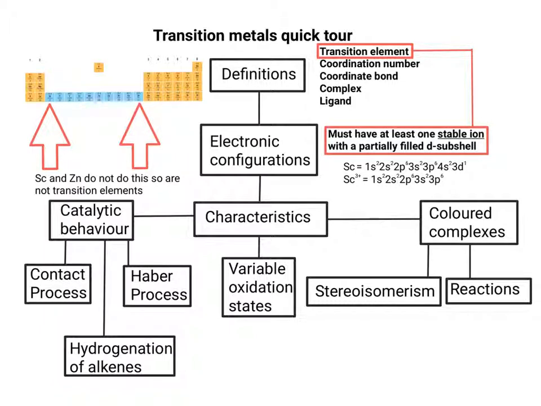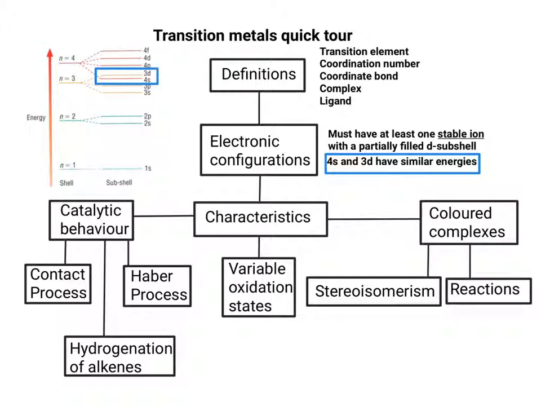If we also have a look at zinc, remembering that s electrons get removed first, if we go from Zn to Zn2+, the d subshell remains intact, so it's not an ion with a partially filled d subshell.